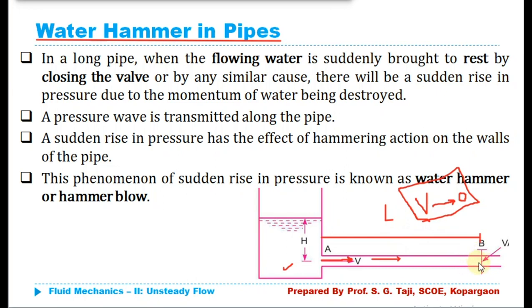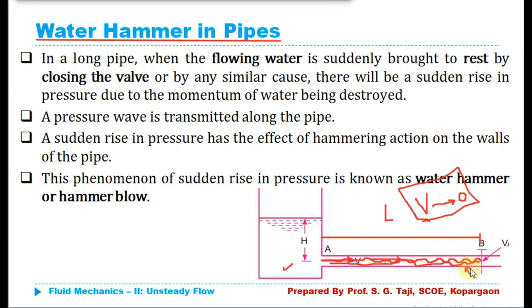Due to that conversion, obviously there will be a sudden increase in the pressure. There will be a pressure rise, and due to that a pressure wave will be formed, which is going to move in the upstream direction. A number of such waves will be generated at this valve and move in the upstream direction, and those pressure waves have a huge pressure intensity because the velocity head or kinetic energy has already been converted into pressure energy. With that higher pressure intensity, those waves are going to strike the walls of the pipe.